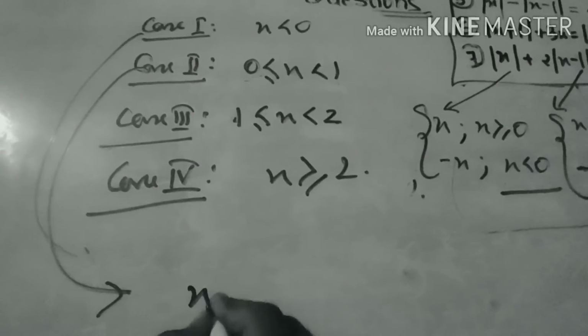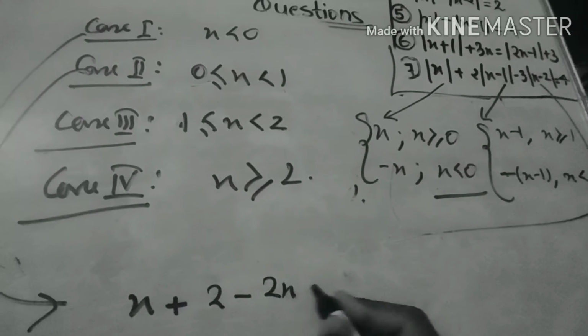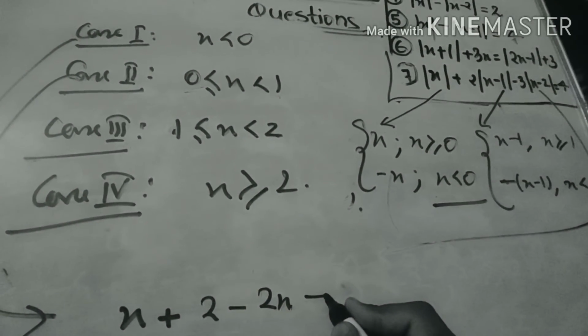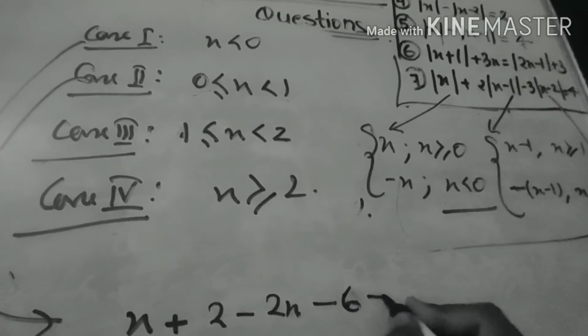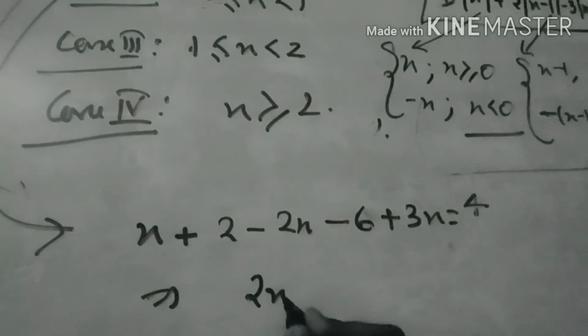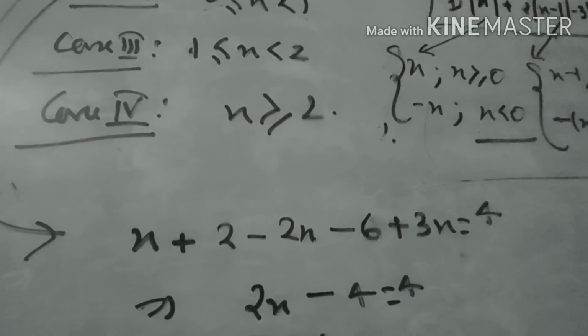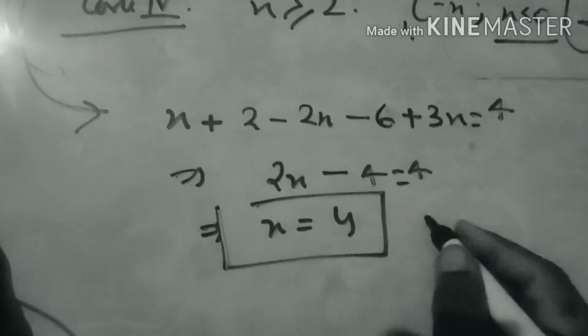Case 2 will be only positive for x, so modulus x will be written similarly as x. It will be written again as 2 minus 2x. It will also be negative for the last one, that is 2 minus x, so it will be minus 6 plus 3x equals 4, which will be 4x minus 2x equals 2x minus 4 equals 4, x equals 4. The condition is x must be less than 1, but x is 4, that is not less than 1. This case also cancels out.